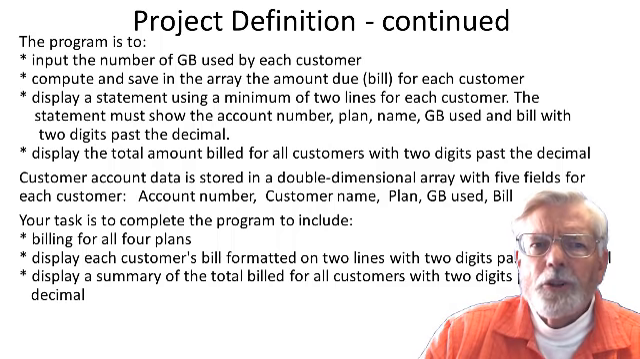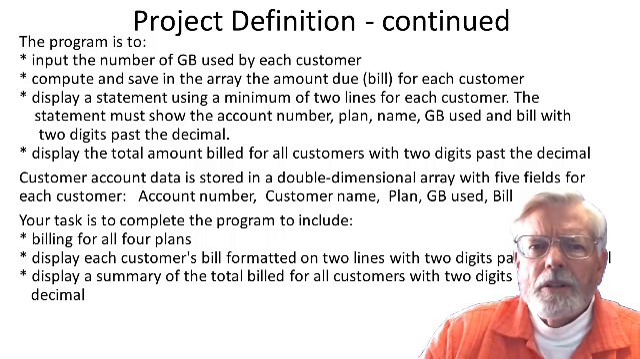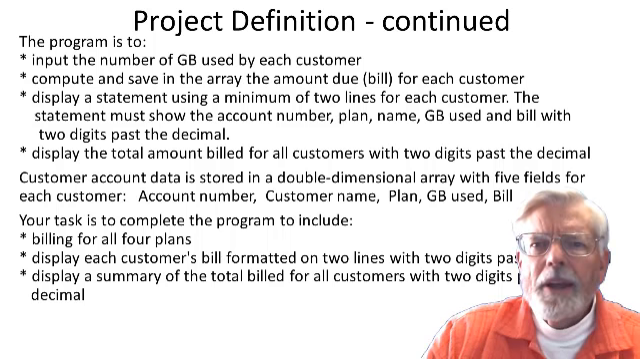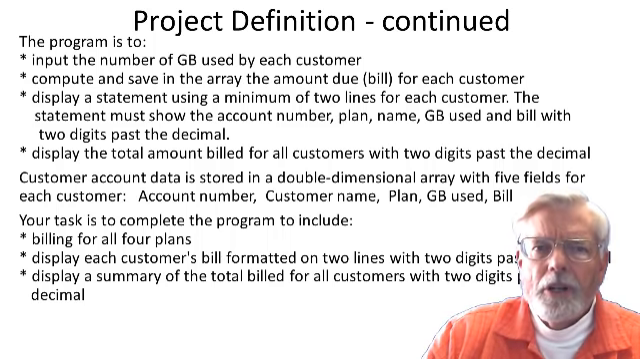The program is to input the number of gigabytes used by each customer, compute and save in the array the amount due, bill for each customer, and display a statement using a minimum of 2 lines for each customer. The statement must show the account number, plan, name, gigabytes used, and bill with 2 digits past the decimal. Display the total amount billed for all customers with 2 digits past the decimal.